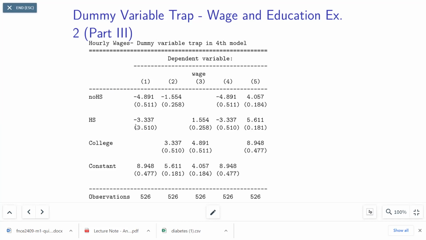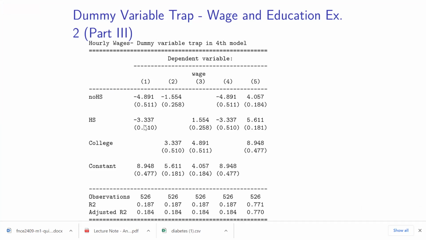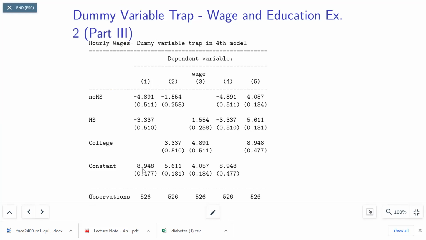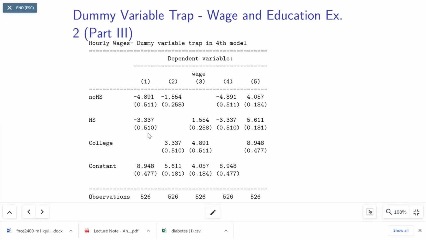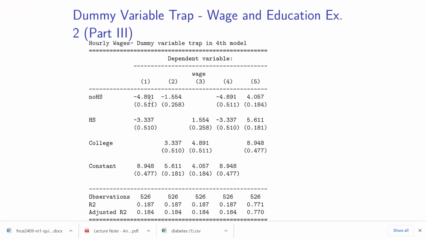The estimate of negative 3.337 for the high school dummy in model 1 means that on average, workers with a high school degree earn $3.34 less as compared to someone who has a college degree. And similarly, the estimate of negative 4.891 for the no high school dummy means that on average, workers with no high school degree earn $4.89 less as compared to someone with a college degree.